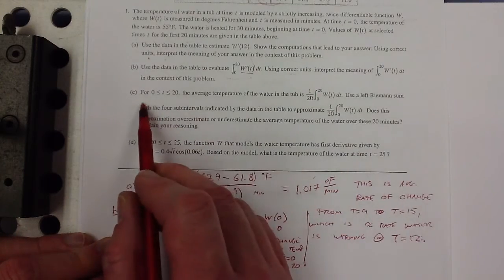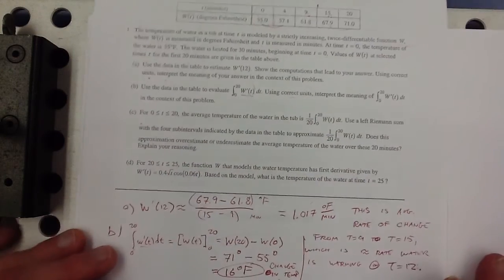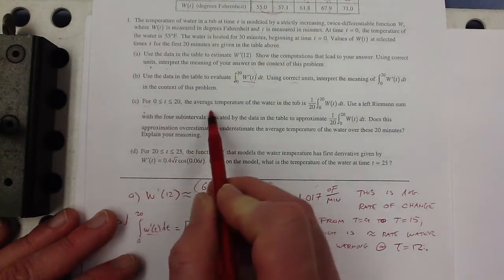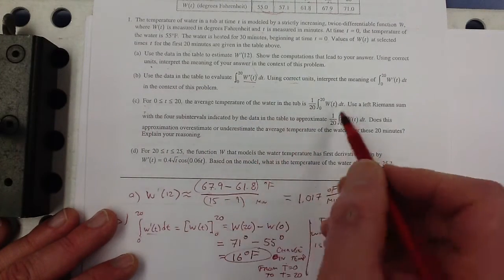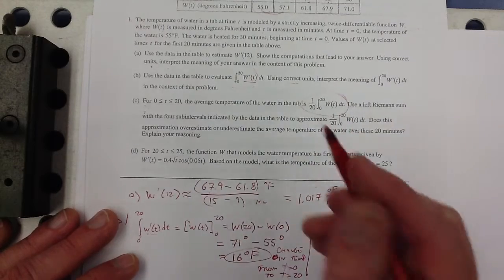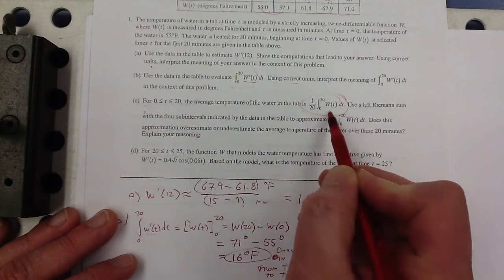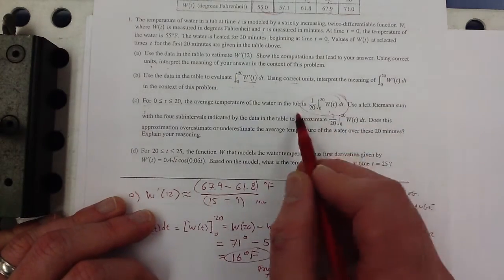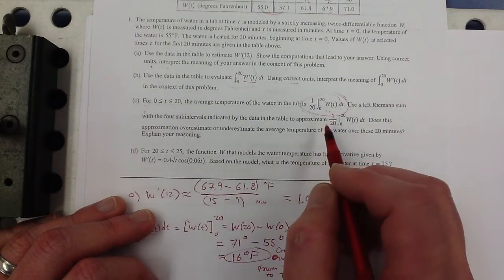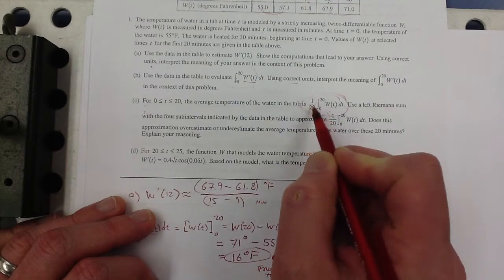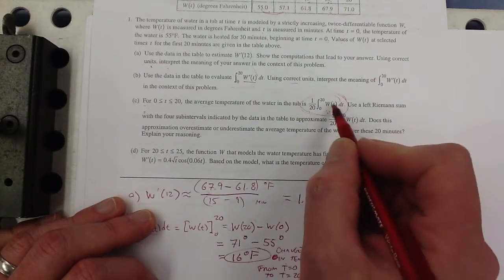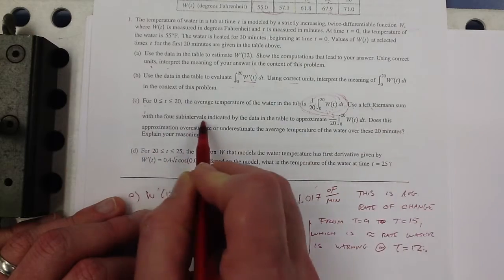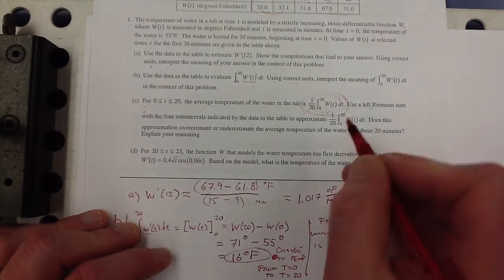So far, so good. I'm going to move on to a different sheet of paper, I think, because I'm out of room down here. So for time 0 to 20, the average temperature of the water in the tub is this. Well, we know that. That's how you find the average value of a function, right? So they told us something that they didn't really have to tell us there. Of course, the average temperature is 1 over how wide the interval is times the integral. Use a left Riemann sum with the 4 subintervals indicated by the data to approximate this.